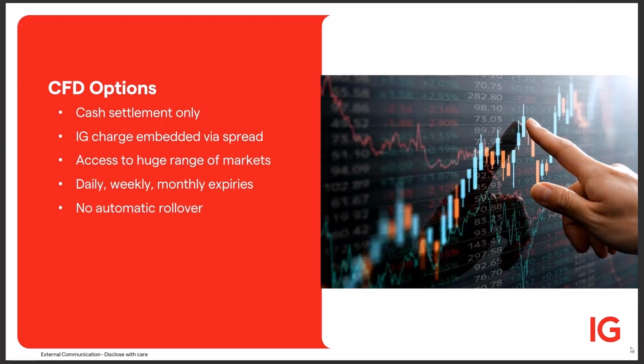So for CFD options, what are those points which are important to highlight? They are cash settled only, always at expiry, meaning you will never get any physical delivery. So let's assume you're buying an option, for example, on a commodity, and with other providers, you might be able to also ask for physical delivery. In IG's case, you will always get cash. You will never get a bucket of rice or anything else delivered to you.